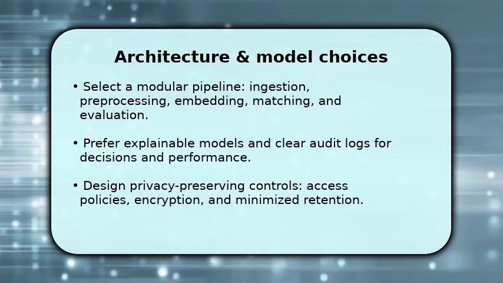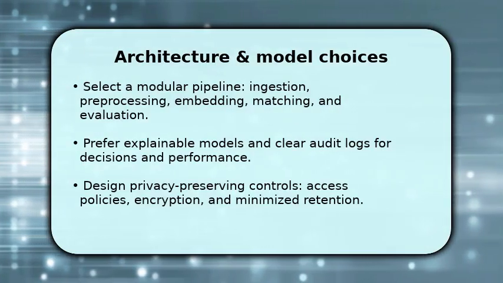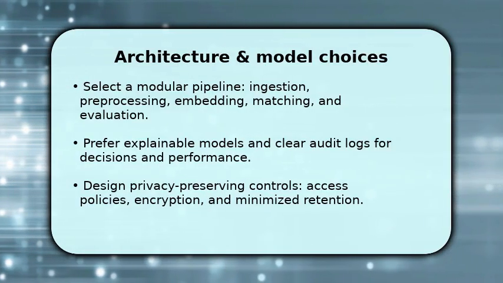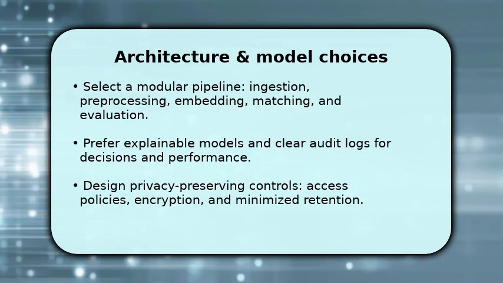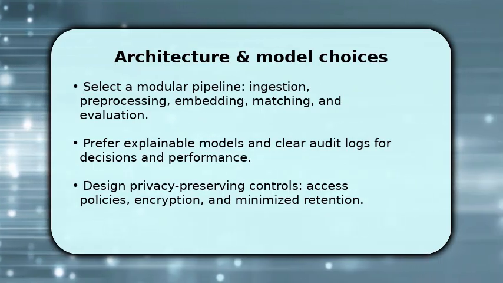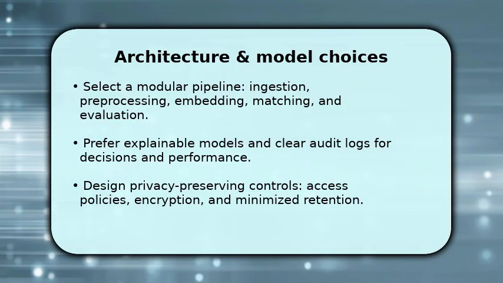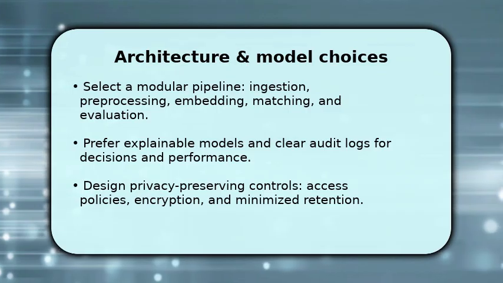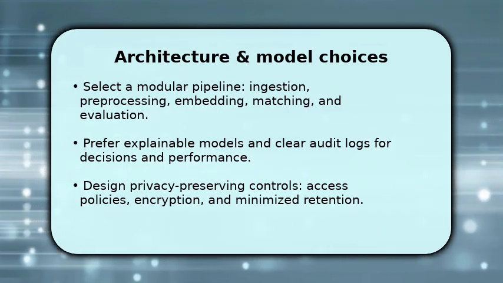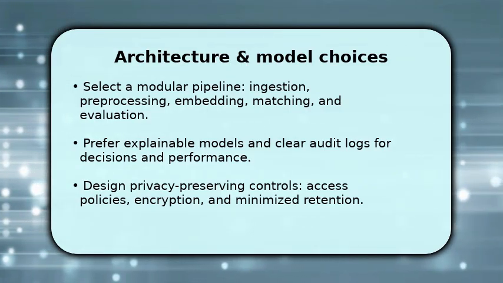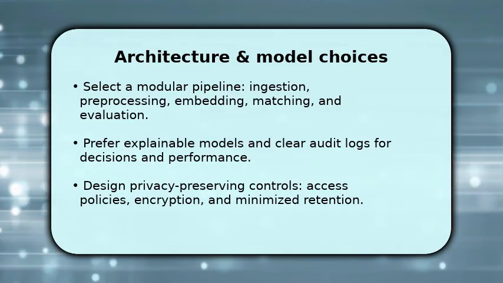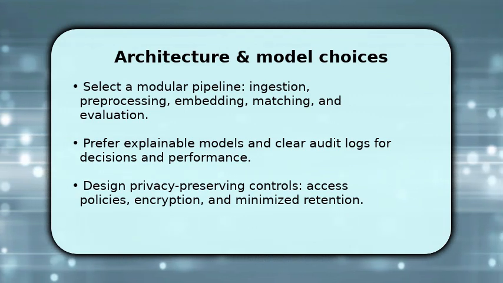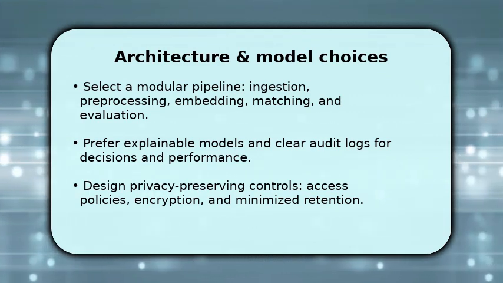Next, design a modular pipeline: data ingestion and preprocessing, a feature embedding stage, a matching or classification component, and continuous evaluation. Choose approaches that balance performance with interpretability. Aim for explainable embeddings and auditability so you can trace errors. Once agreed, define interfaces and monitoring points, and embed privacy-preserving controls like strict access policies, encryption at rest, and minimal data retention. Make sure to plan manual review for edge cases and a clear role.